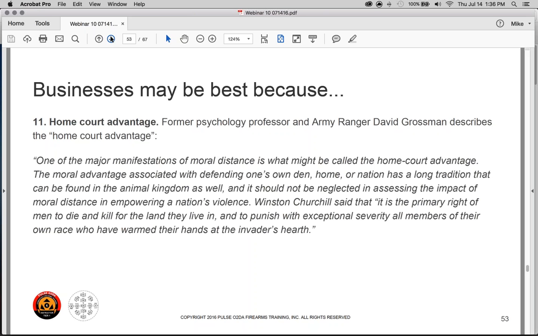Last but most important is home court advantage. As Dave Grossman, a psychology professor and former Army Ranger, describes, one of the major manifestations of moral distance is what might be called the home court advantage. The moral advantage associated with defending one's own den, home, or nation has a long tradition that can be found in the animal kingdom as well, and should not be neglected in assessing the impact of moral distance in empowering a nation's violence. Winston Churchill said that it is the primary right of men to die and kill for the land they live in, and to punish with exceptional severity all members of their own race who have warmed their hands at the invader's hearth.